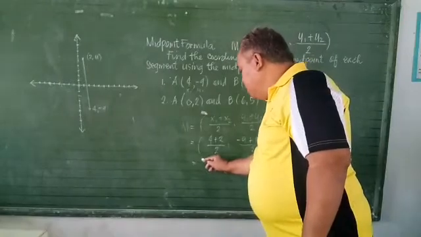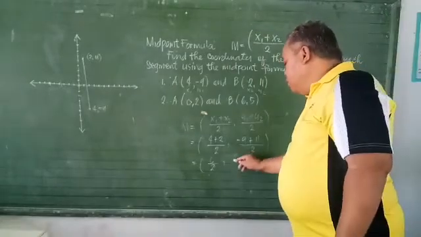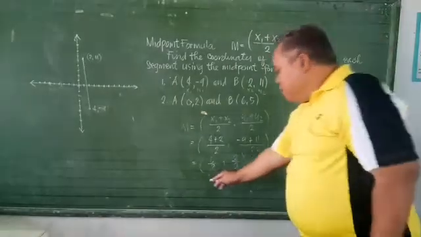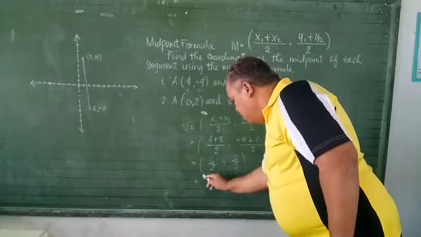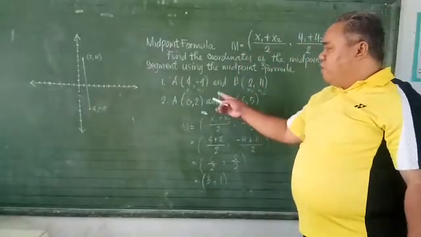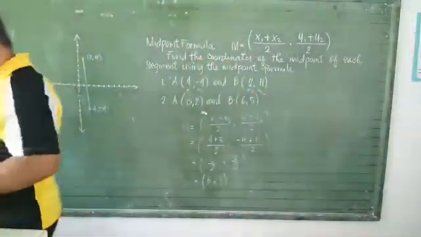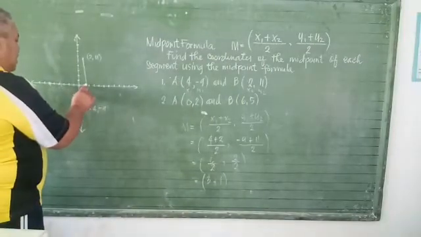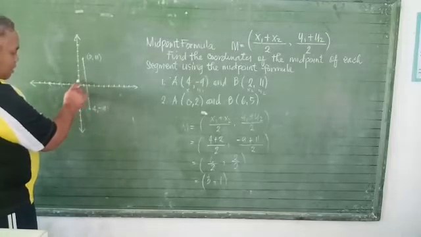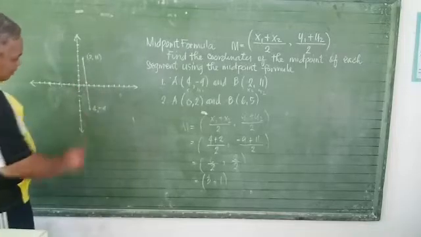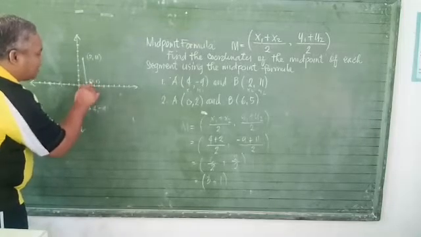So this is 6 over 2. Then this is 2 over 2. So let's divide. So this is 3 and this is 1. So the coordinates of the midpoint between 4, negative 9, and 2, 11 is 3, 1. So let's find 3, 1. Nasa gitna ba talaga siya? So this is 3 and this is 1. Diba? 2 yan, 1 yan. So 3 then 1, ito yun. So this is 3, 1. So that is the midpoint.